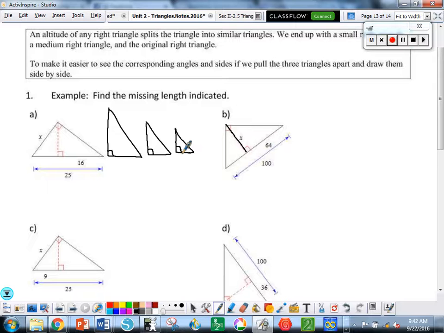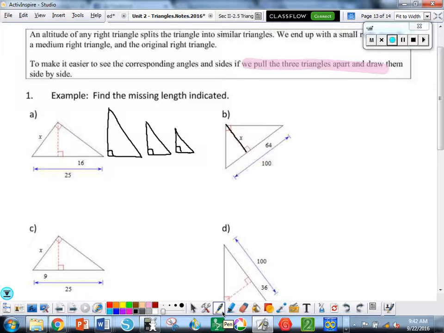These 3 triangles that it makes are similar. So because they're similar, you can set up a proportion to solve the missing side. For every single one of these problems, to make it easier to see the corresponding angles and sides, we pull the 3 triangles apart and draw them separately. So we'll be doing that today.